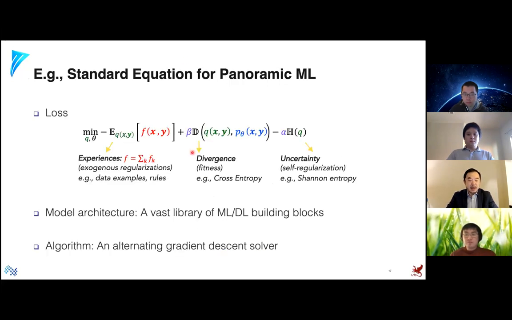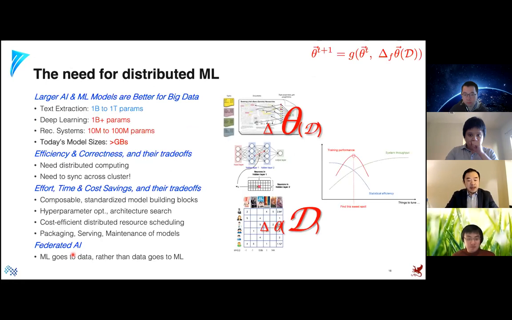So therefore, you have a large space of flexibility in designing this particular target function, depending on what task you use. And then the model architecture nowadays also enjoys a huge library of building blocks, typically deep learning style building blocks that can allow you to compose very powerful model structures. And then the algorithm is typically still an alternating gradient descent algorithm that is to be carried out and computed by the system. Then focusing on this particular step, we will see very obviously the need of distributed machine learning showing up, given the current development trend I just described.